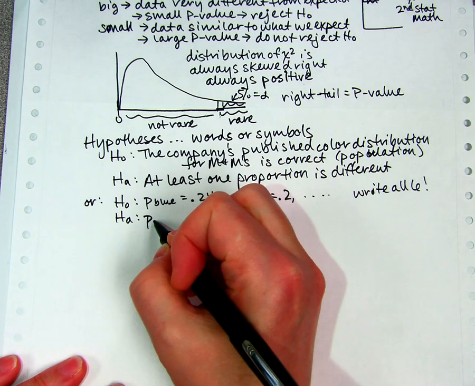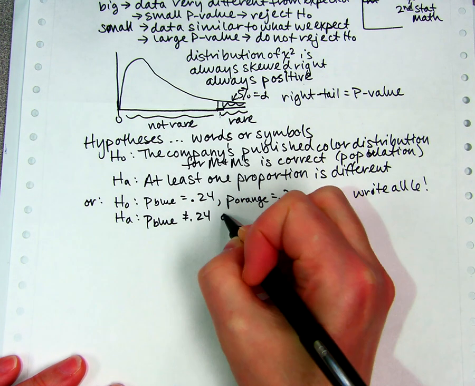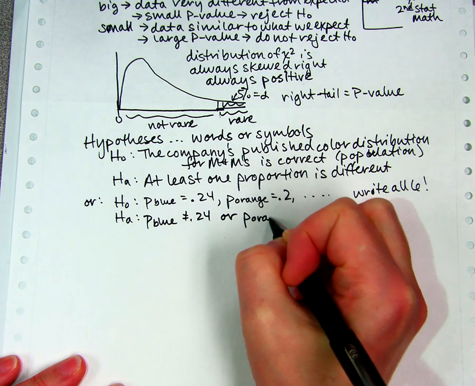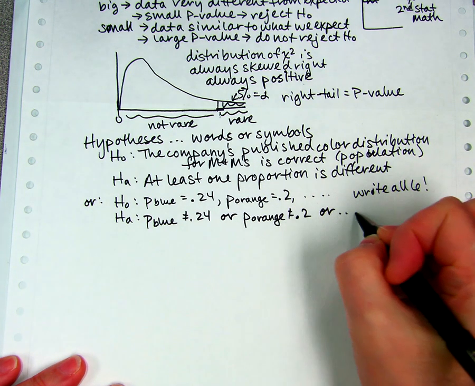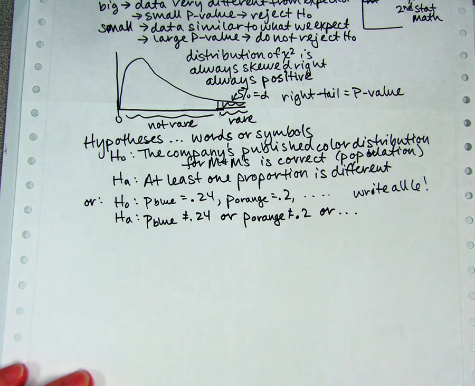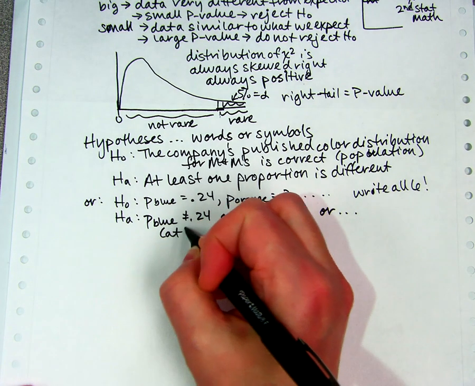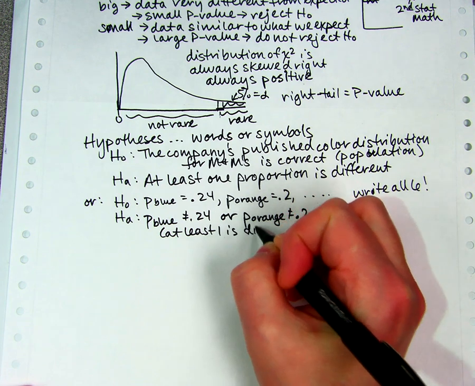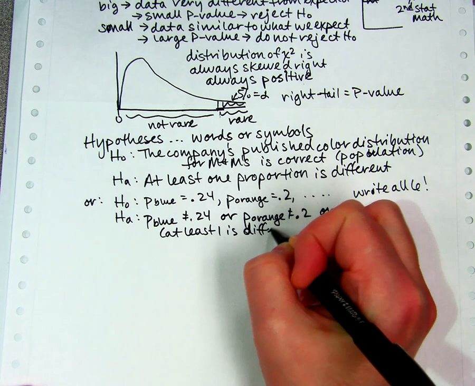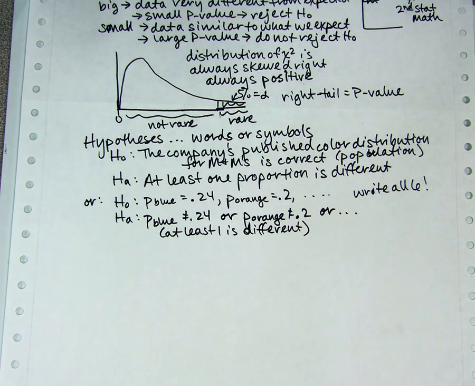So it would be P blue is not equal to 0.24, or P orange is not equal to 0.2, or all the rest. And I personally prefer not to do it that way. I prefer to write the sentences, but at least one is different. You could write that in words if you wanted to. That's going to be a kind of a theme of this chapter, that at least one is different is almost always going to be our alternate.